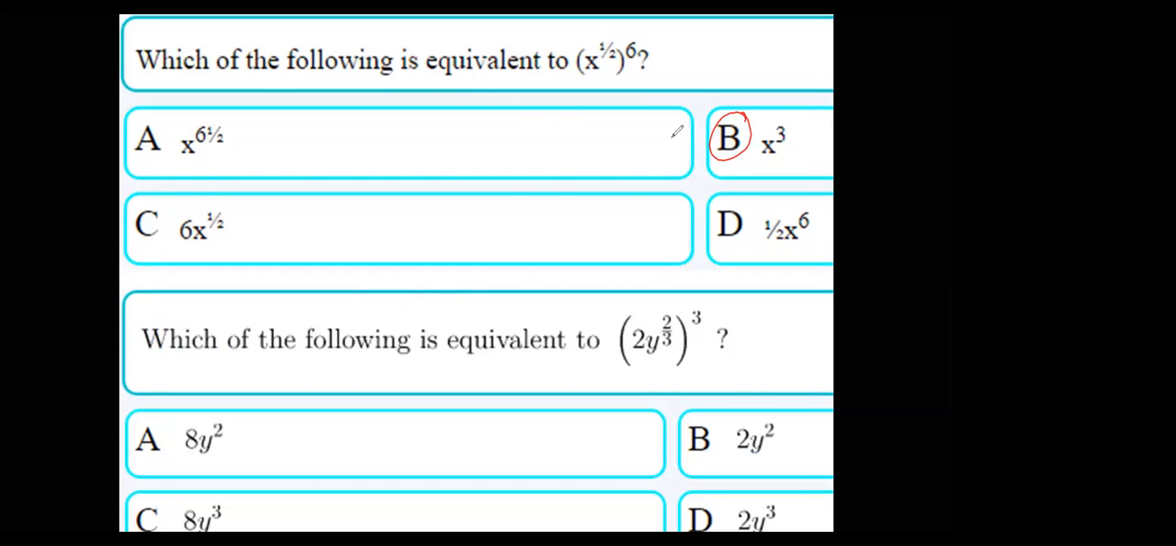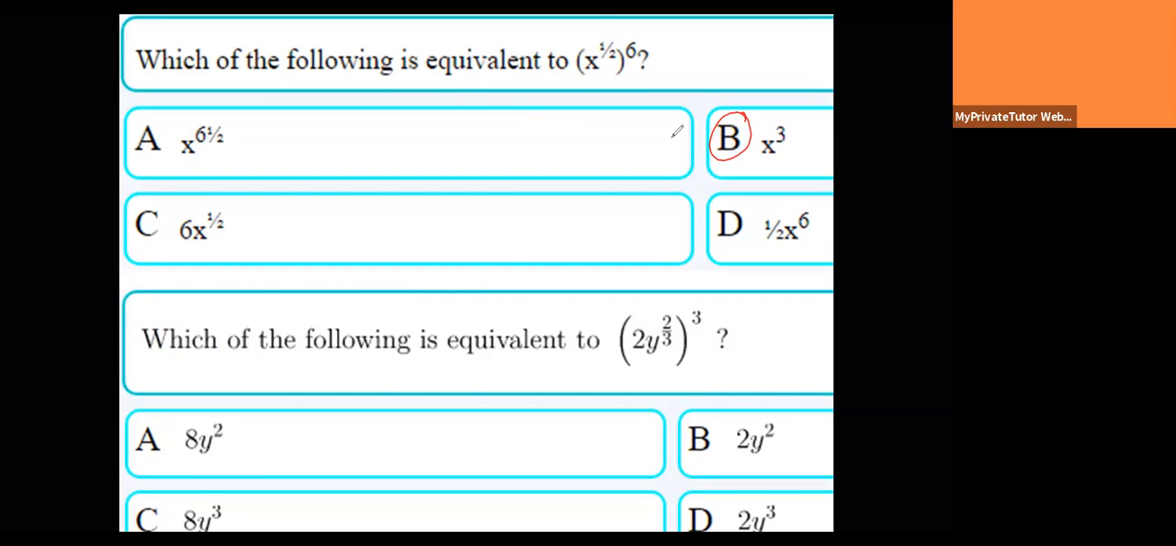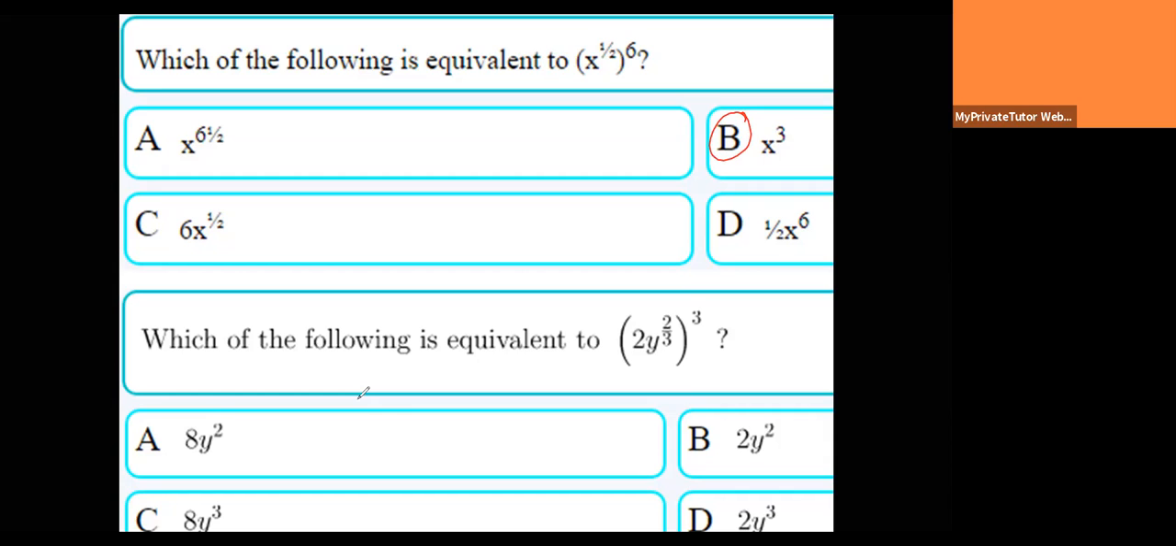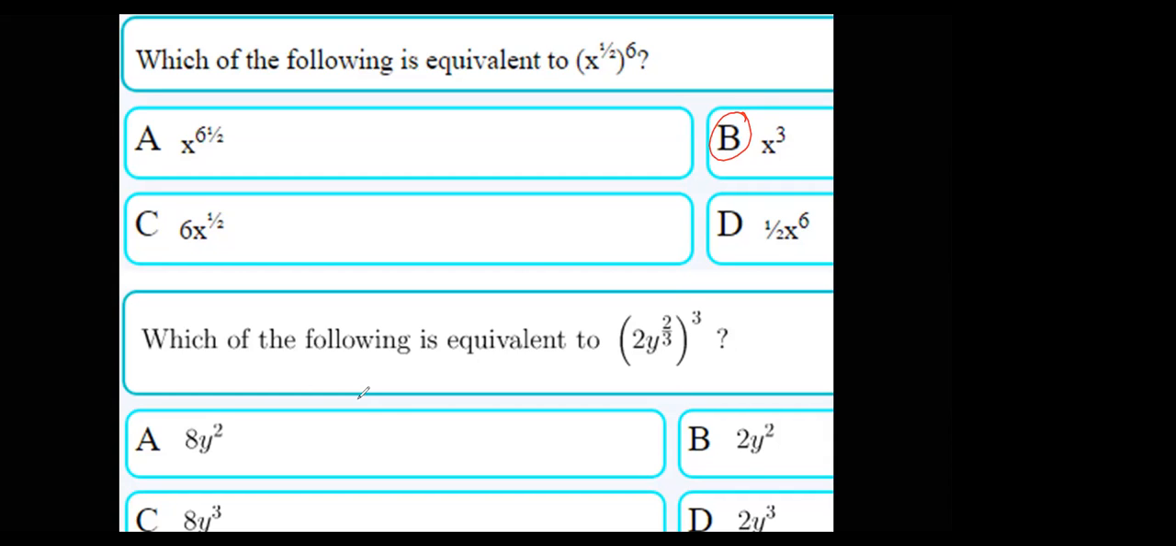B. 2y square. Let me have a look. That gets cancelled out, and, oh, that's not a correct answer. What you said, can you repeat? Shashi Kumar, can you please answer the question? It's A, 8y square.